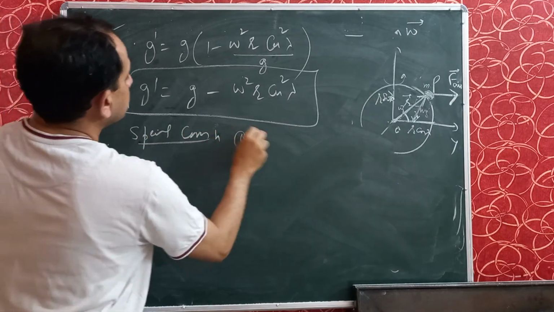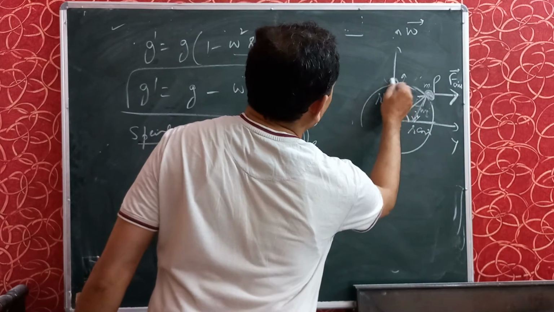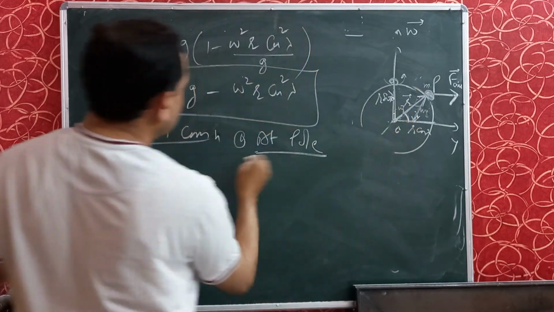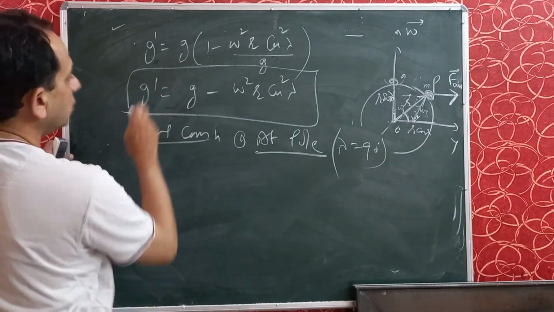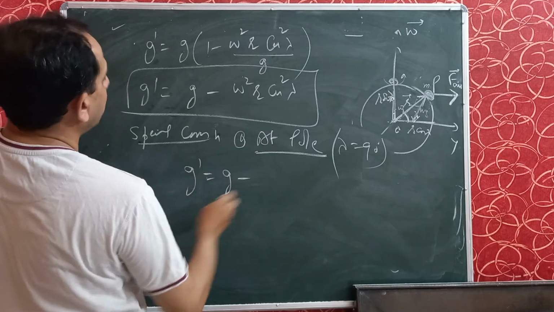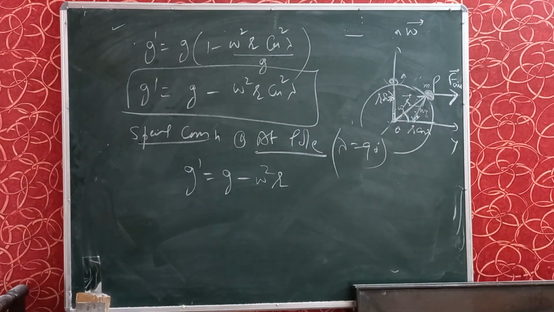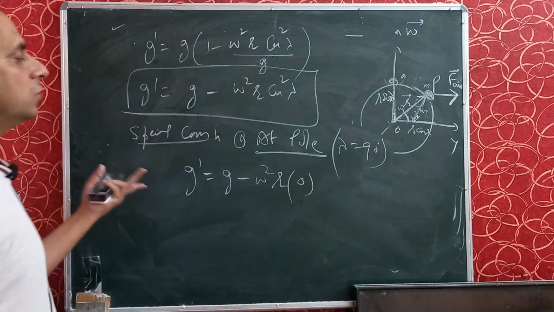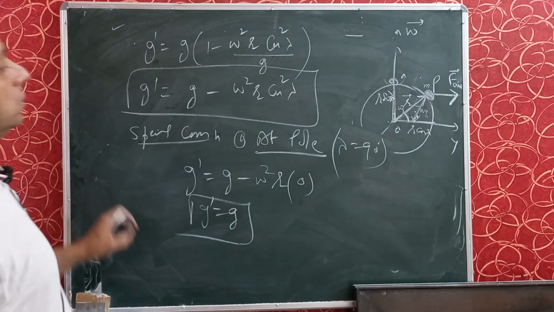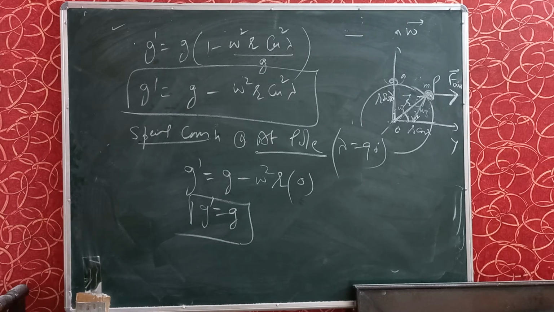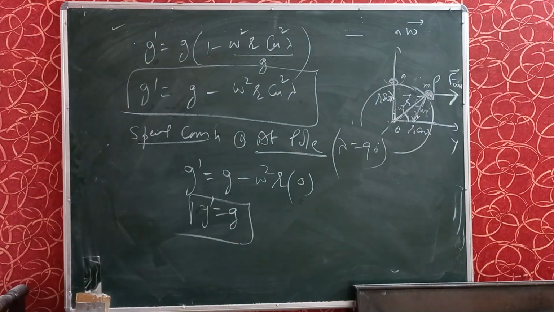Special cases. First, at the pole, when the object is lying at this point, the pole. At the pole, lambda is equal to 90 degrees. When lambda is 90 degrees, we put it here: g minus omega square r into cos square 90. Cos 90 means 0, so it becomes 0, and ultimately g dash becomes g. So this is the equation for acceleration due to gravity at the pole. At the pole the gravity is the same as the actual value 9.8.